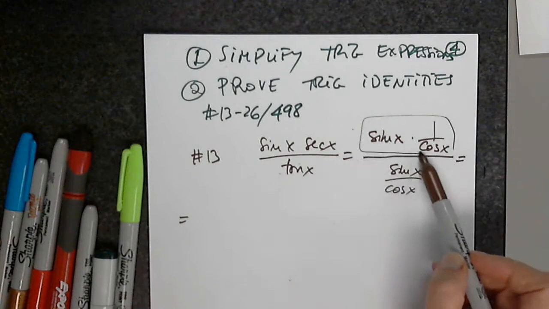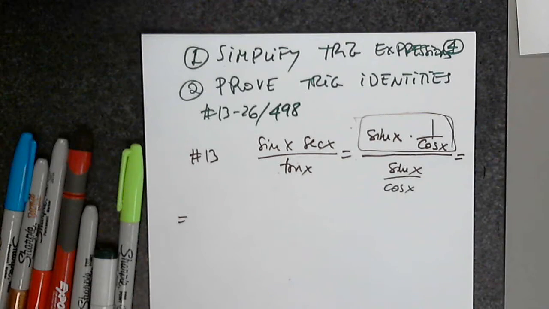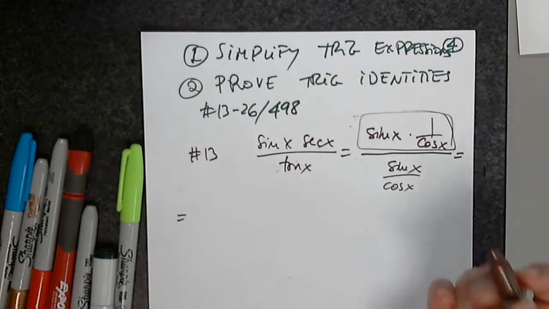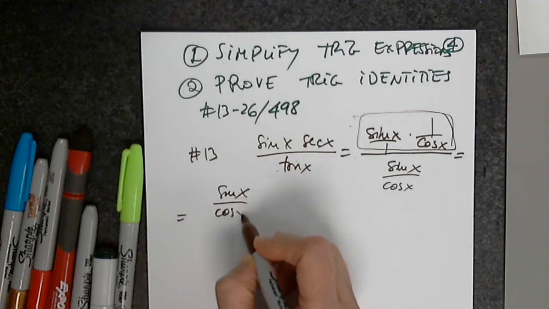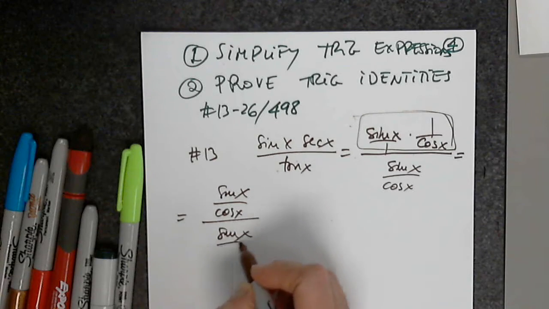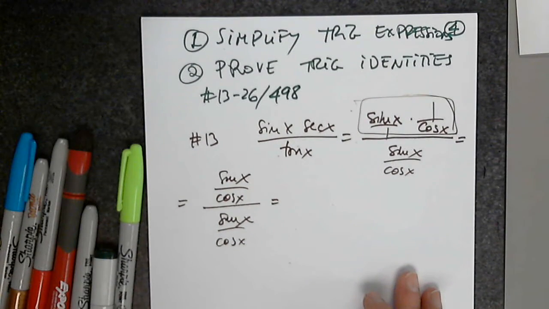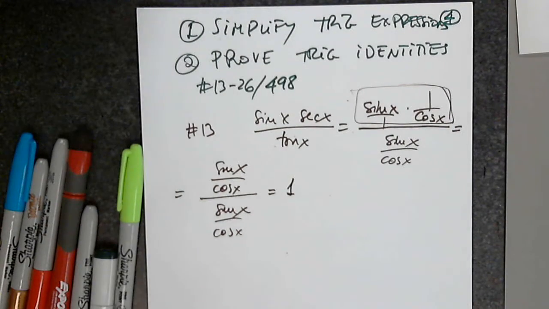Can anyone tell us another way of writing the numerator? It's over 1. I have to multiply, right? So sine x over cosine x over sine x over cosine x. What is the answer? That's it. Okay, so let's choose another between 13 and 26. So the simplified form of this trig expression is 1.